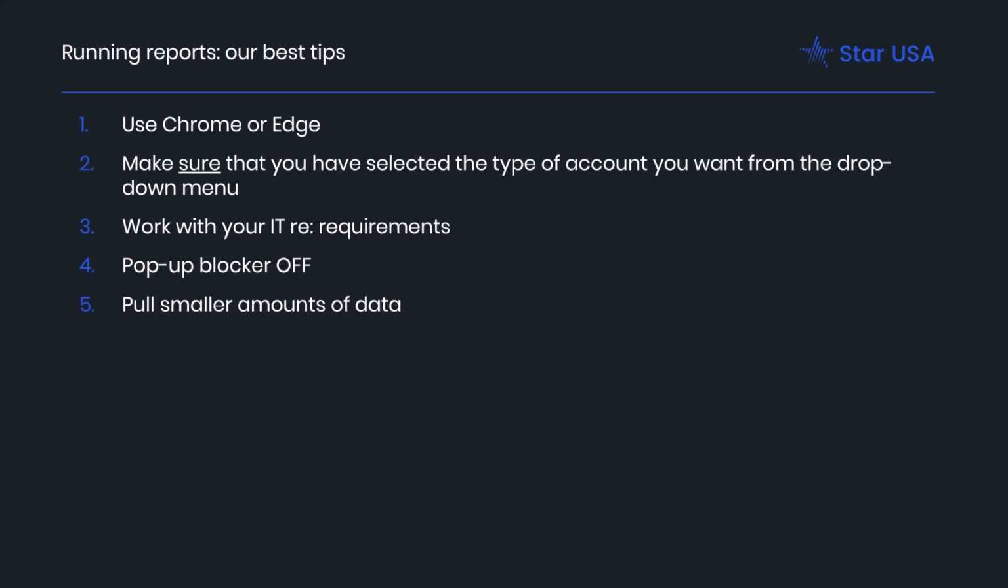And then you want to pull smaller amounts of data. If you were pulling a 5-year report and your company has 20 entries, 150 entries a month, that's going to take a very long time. If you've only done 20 entries in 5 years, you're probably okay to pull a 5-year report. So you want to give bite-sized information.